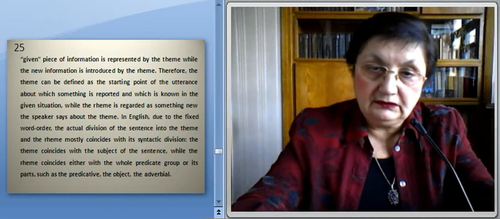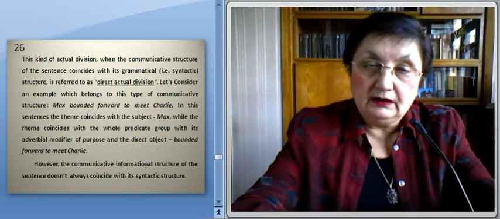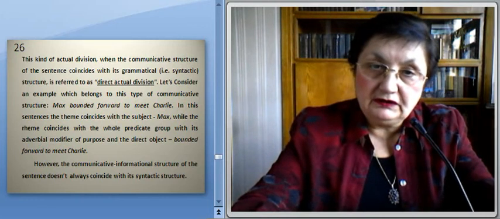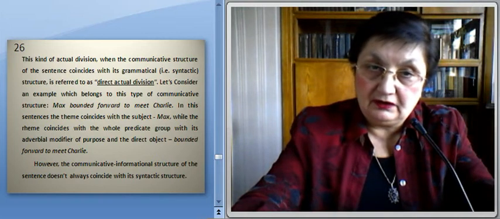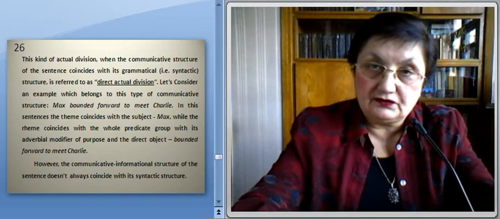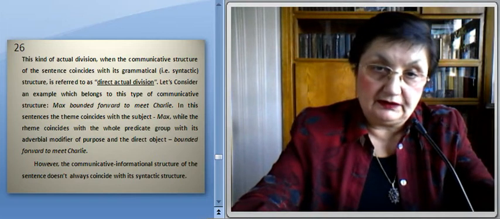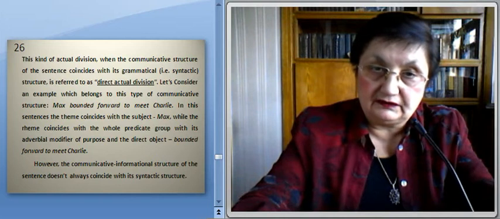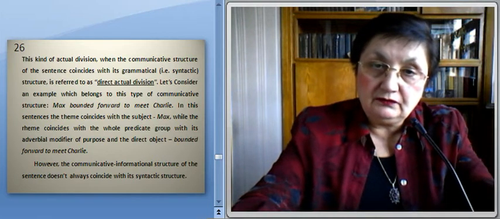Let's consider an example which belongs to this type of communicative structure. Max bounded forward to meet Charlie. In this sentence, the theme coincides with the subject Max, while the rhyme coincides with the whole predicate group with its adverbial modifier of purpose and the direct object, bounded forward to meet Charlie.